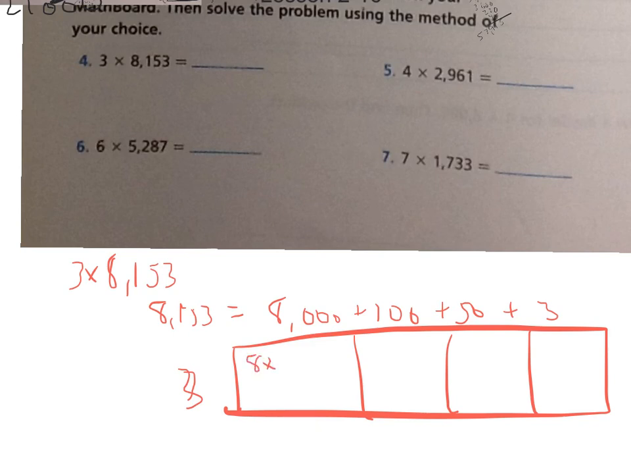Okay, so then we get 8,000 times 3 here. We get 100 times 3, 50 times 3, and 3 times 3. Multiply each of these, add it all together, you get your answer. So work on number 4 through 7 on your own, and then we'll talk more in small group.